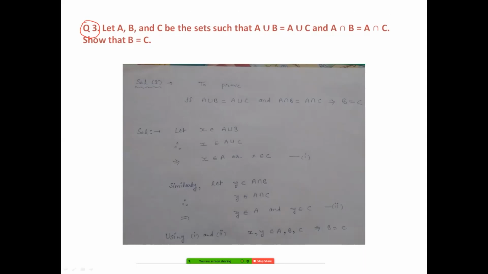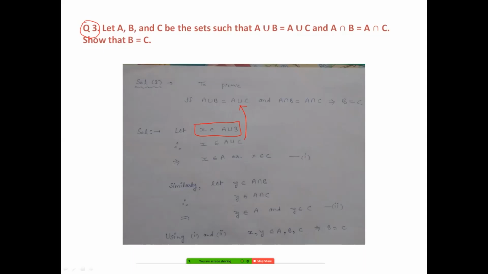So first of all, let X belong to A union B. It means, because A union B is equal to A union C, we write it as X belongs to A union C. So what we can say here is X belongs to A or X belongs to C.